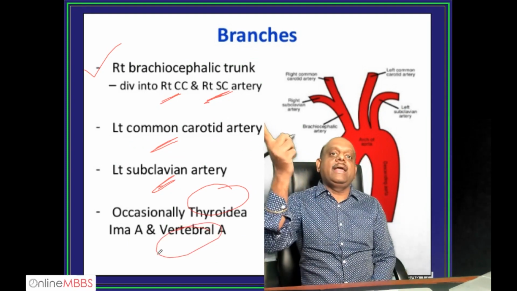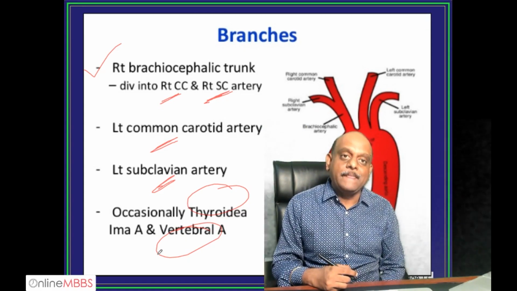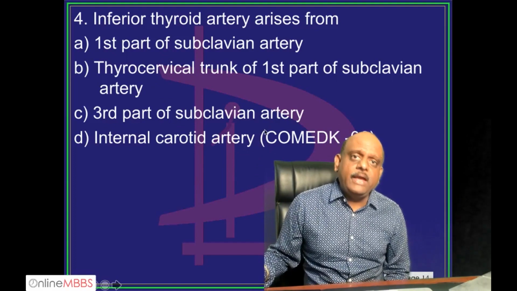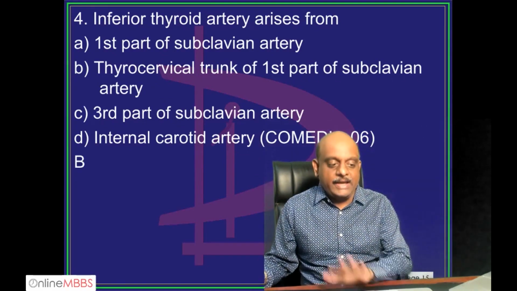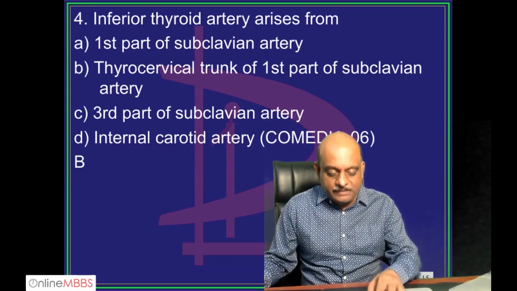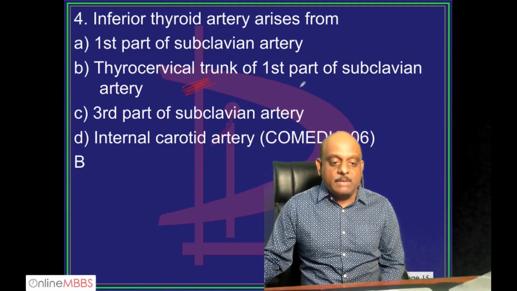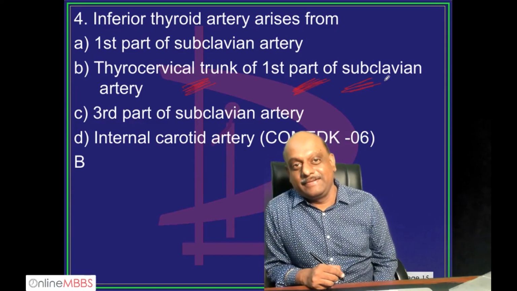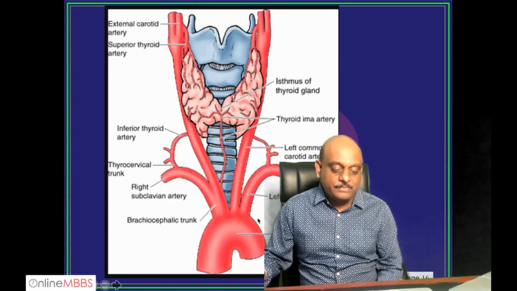They may arise from the arch of aorta directly. Now, inferior thyroid artery, from where does it arise? It arises from the thyrocervical trunk, which is coming from the first part of the subclavian artery, is what you need to remember. अच्छा भाई, ये भी देख लेंगे.